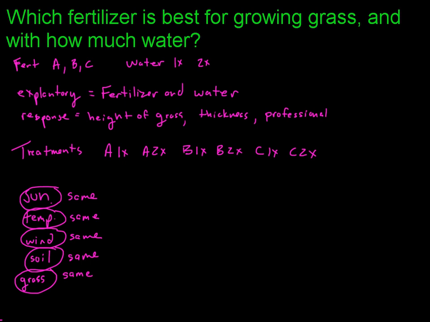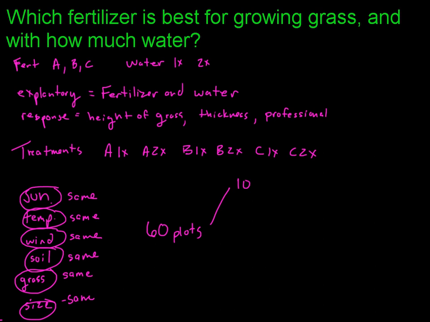So maybe I have 60 plots of grass. And maybe somebody says the size of the plots matters, so I want to keep them all the same. So those are all examples of direct control. So of my 60 plots of grass, how many groups do I have? I have 6 treatment groups. So that's obviously 10 at each level, right?